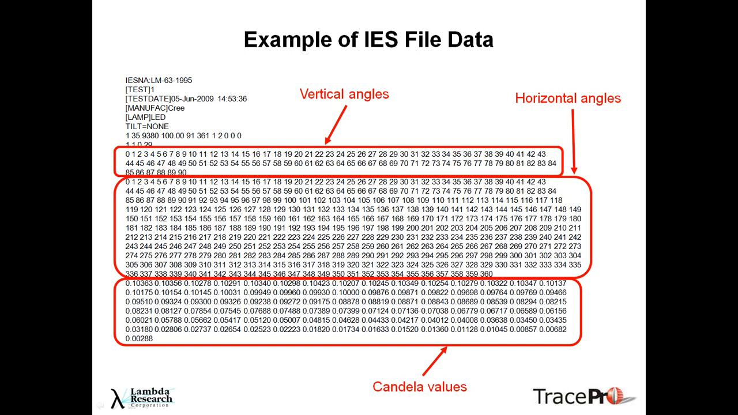And here's an example of IES data. We have our vertical angles, our horizontal angles, and then the candela data. In this case, this candela data is for the 0-degree horizontal angle, and each of these vertical angles. Then the next line down would be the second horizontal angle and all of the vertical angles.